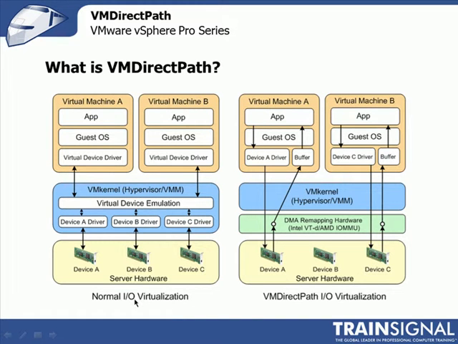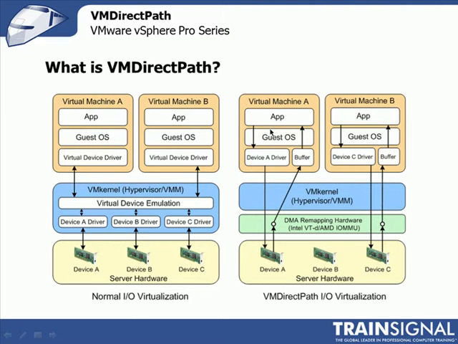In this diagram, you can see the difference between normal I/O virtualization and VM Direct Path I/O virtualization. In the normal method, the VM kernel controls all the I/O between VMs and hardware devices. I/O goes from the VM, through the VM kernel, to the hardware device, and from the hardware device, through the VM kernel, and back to the VM.